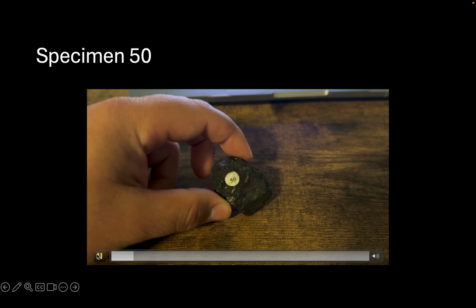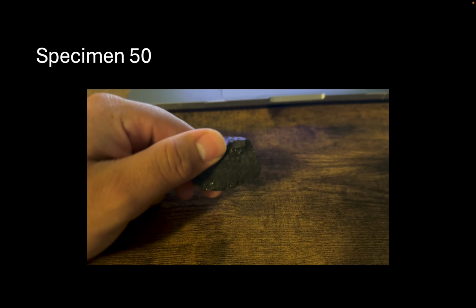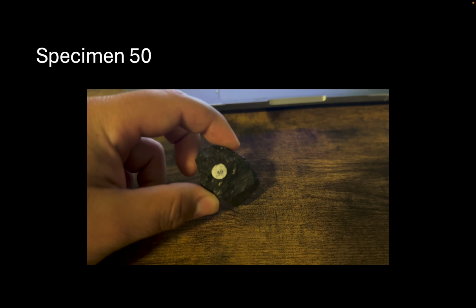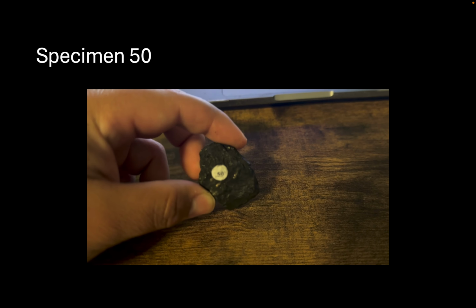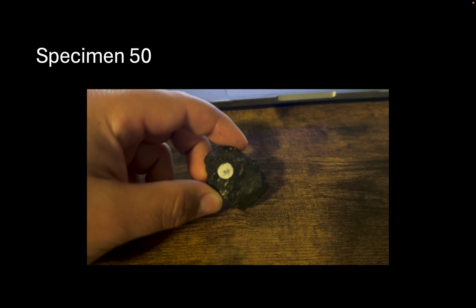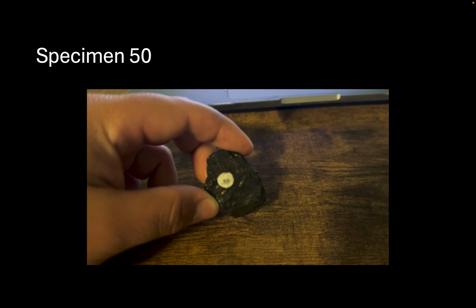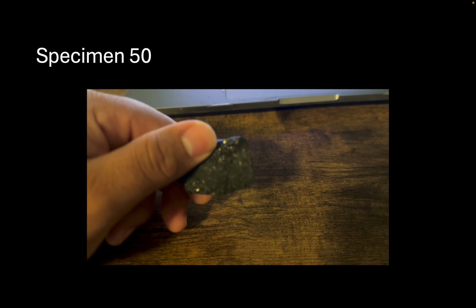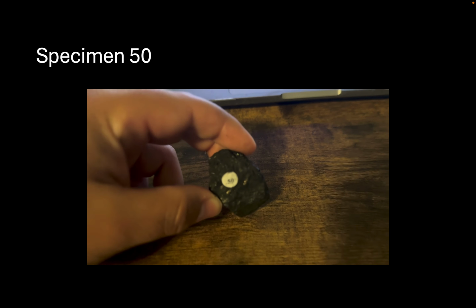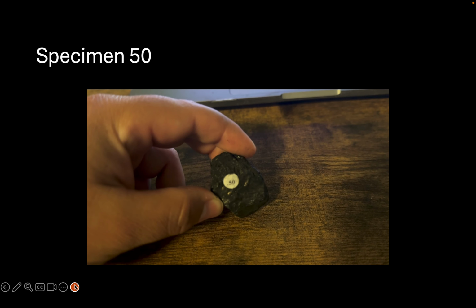Last but not least, I have specimen 50. Specimen 50 was probably the easiest specimen to identify. It's non-foliated. It is fine-grained or has no visible grains. It has a glassy texture and uneven features. I identified this specimen as anthracite coal.